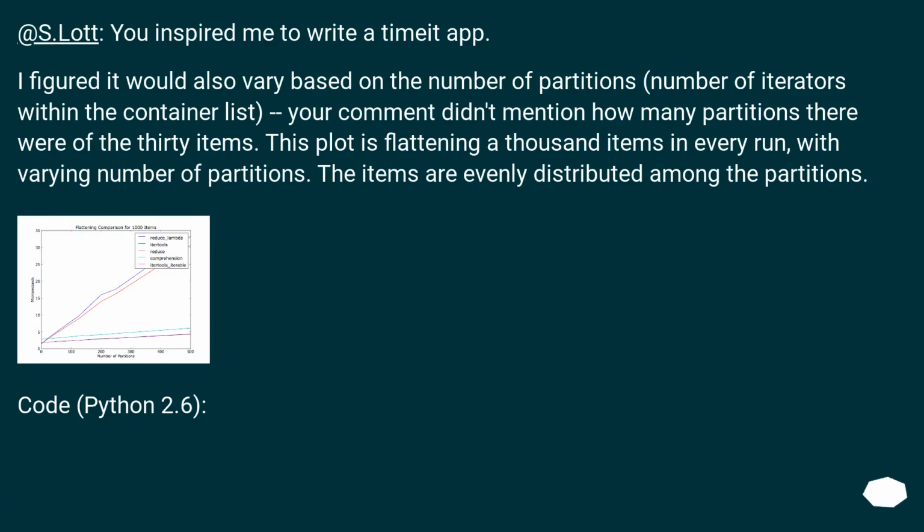At Sloth, you inspired me to write a timeit app. I figured it would also vary based on the number of partitions, the number of iterators within the container list. Your comment didn't mention how many partitions there were of the 30 items. This plot is flattening 1,000 items in every run, with varying number of partitions. The items are evenly distributed among the partitions. Code, Python 2.6.